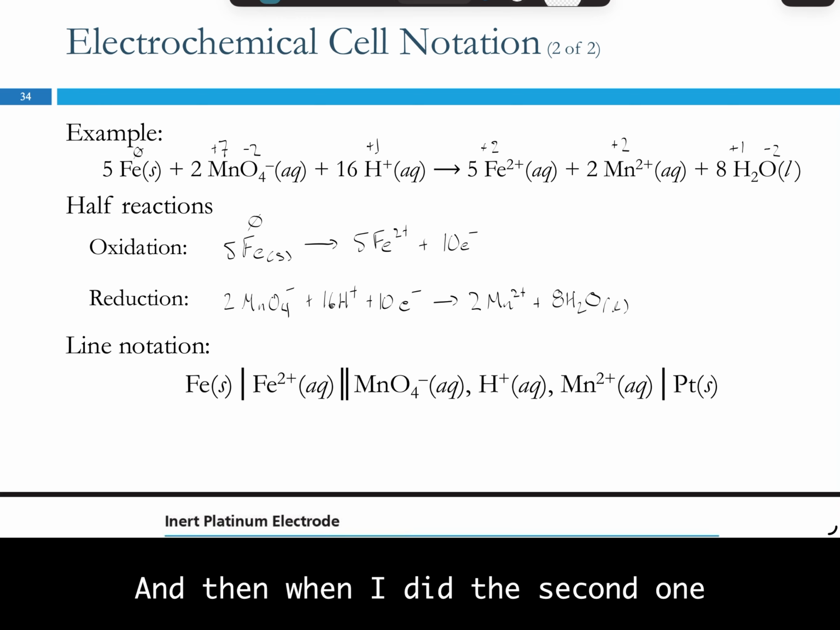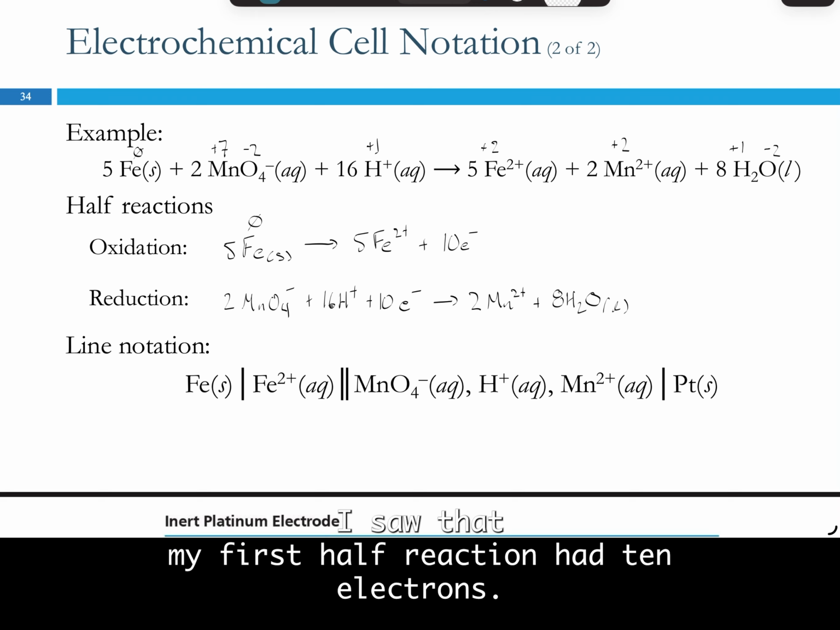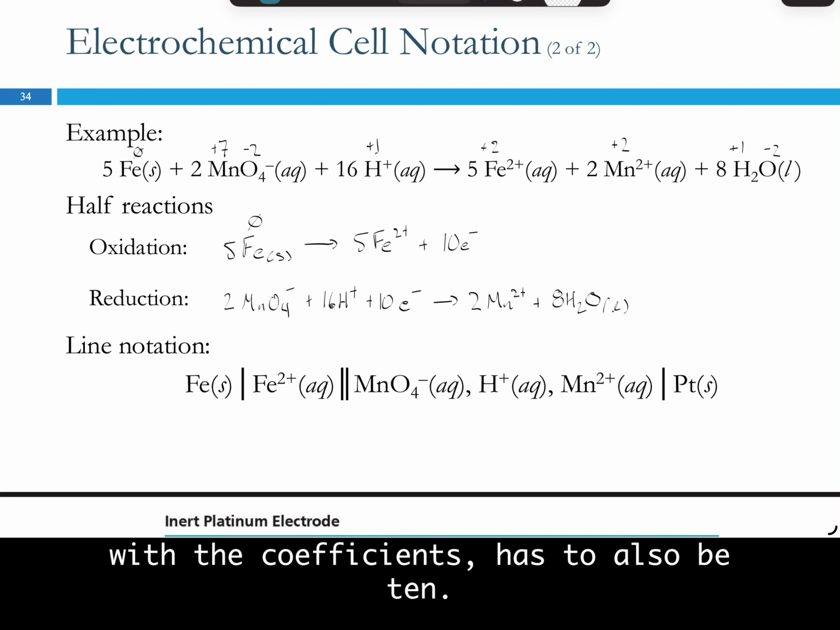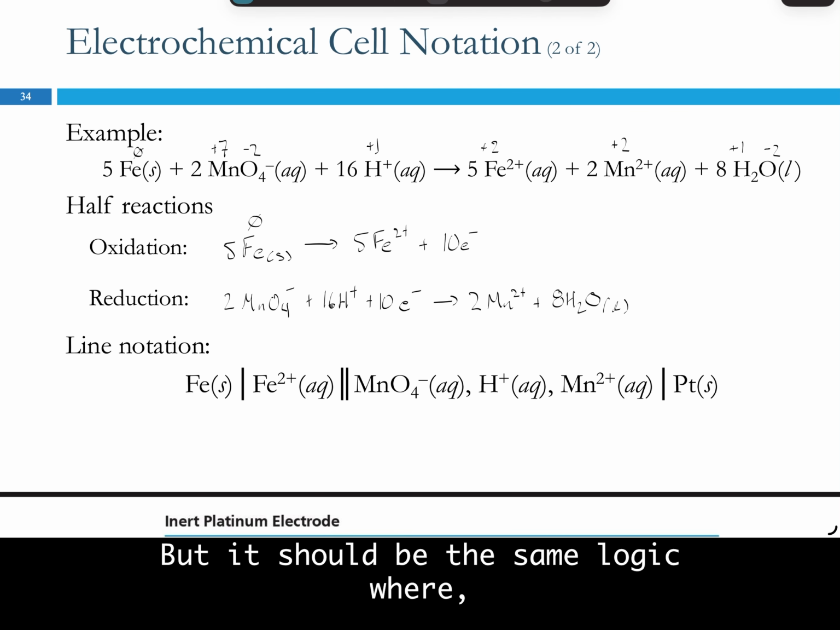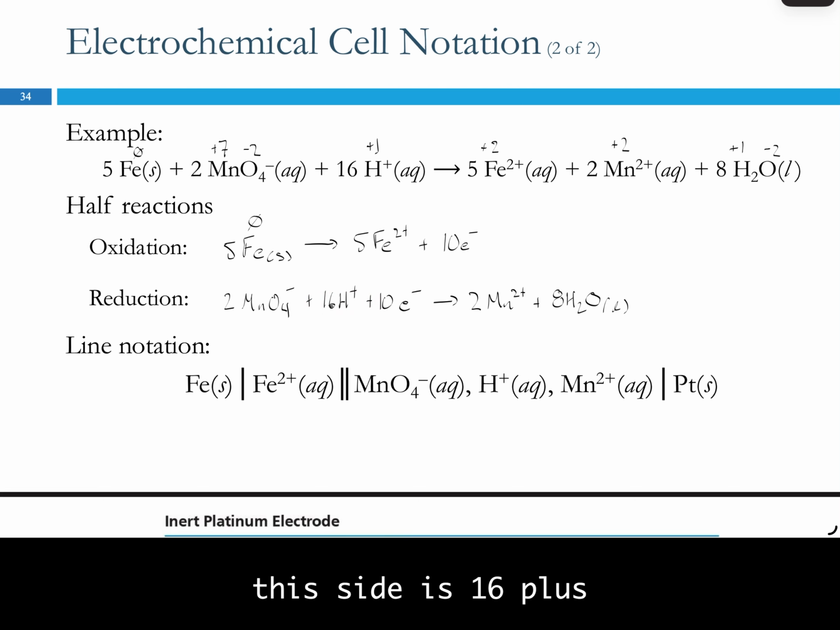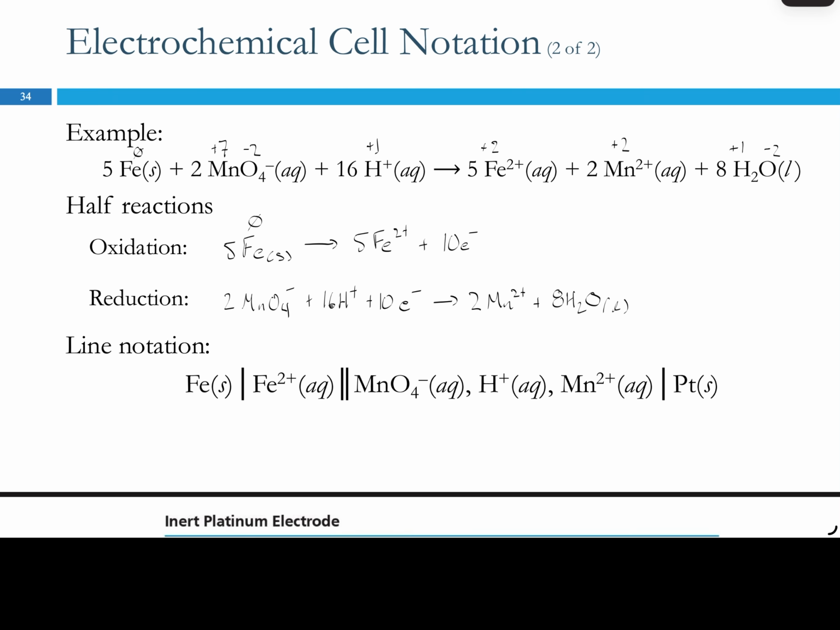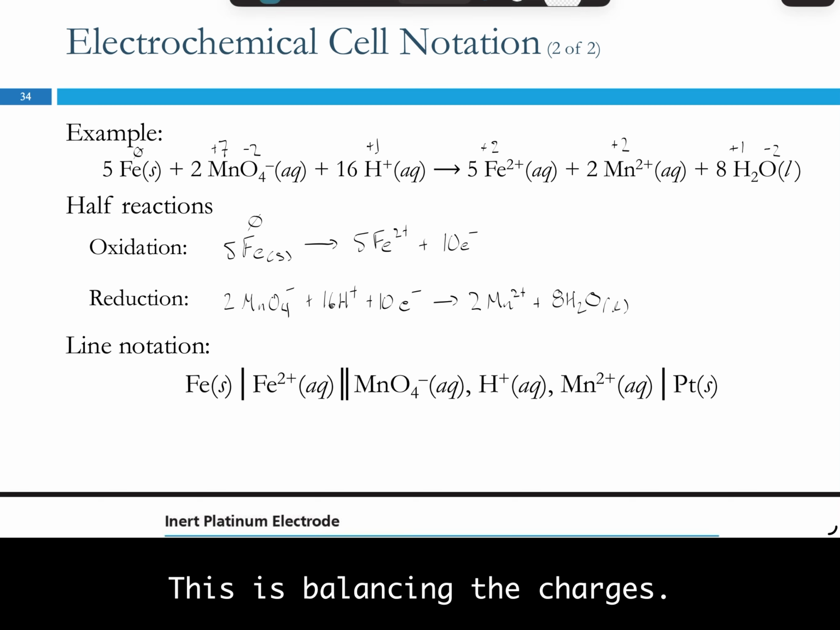And then when I did the second one, I saw that my first half reaction had 10 electrons, so my second half reaction, as long as I'm writing everything in with coefficients, has to also be 10. It's the same logic, where this side is 16 plus and then 2 minus, so that would be positive 14. This side's positive 4. So positive 14, positive 4, which means 10 electrons brings it to positive 4 on both sides. This is balancing the charges.